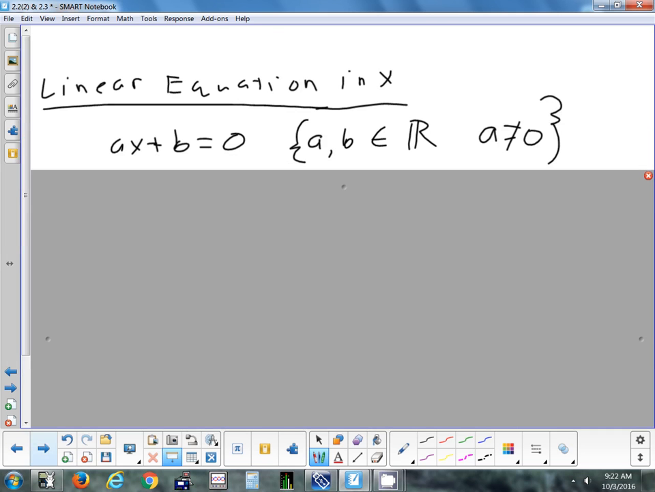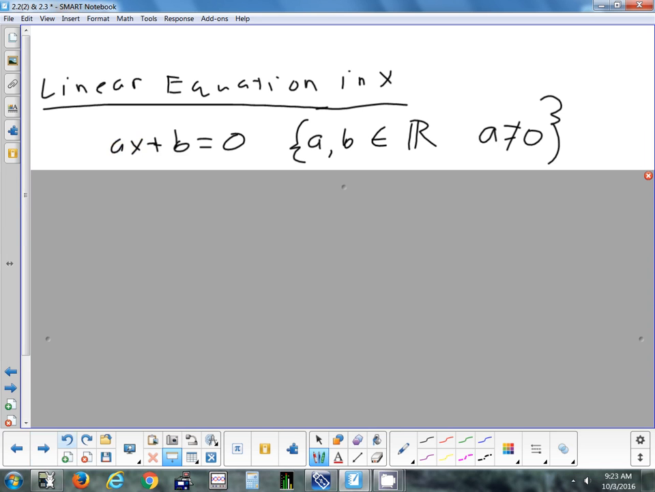What would happen if you plug in 0 for a? What does that do to my equation? Makes it b equals 0. Yeah, it wipes out the x term, and now you just have a number equals 0. That's not a linear equation. So we can't let a be 0, but it can be anything else other than 0.